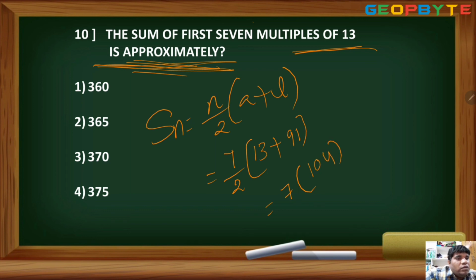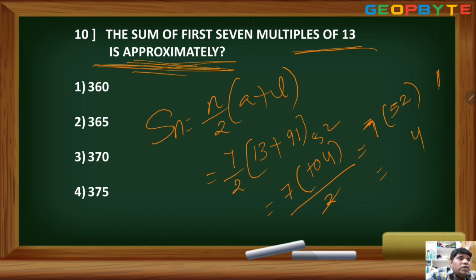So 13 plus 91 is 104, by 2 gives 52. Then 7 into 52. 7 twos are 14, 7 fives are 35, plus 1 is 36, so 364. What is the nearest value? 365 is the answer. Okay, children.